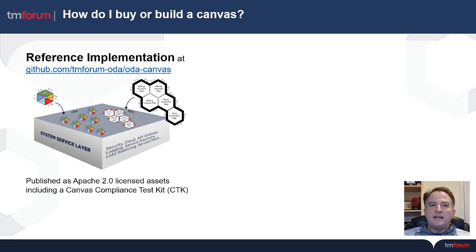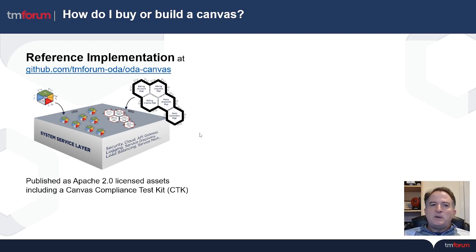One question that we often get asked is, how do I buy or build a canvas? The reference implementation of the ODA Canvas is designed to have a set of services that are freely available for organizations to use, extend, or to build into their own implementations. All of these capabilities have been built by the community and published as Apache 2 licensed assets. We also expect hyperscale public cloud companies to build Canvas services on their own native cloud services, as well as infrastructure software vendors building operators for their own particular software applications.